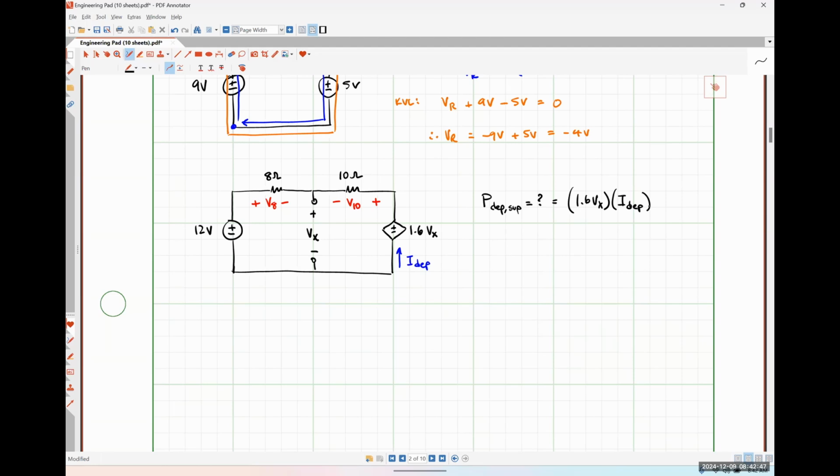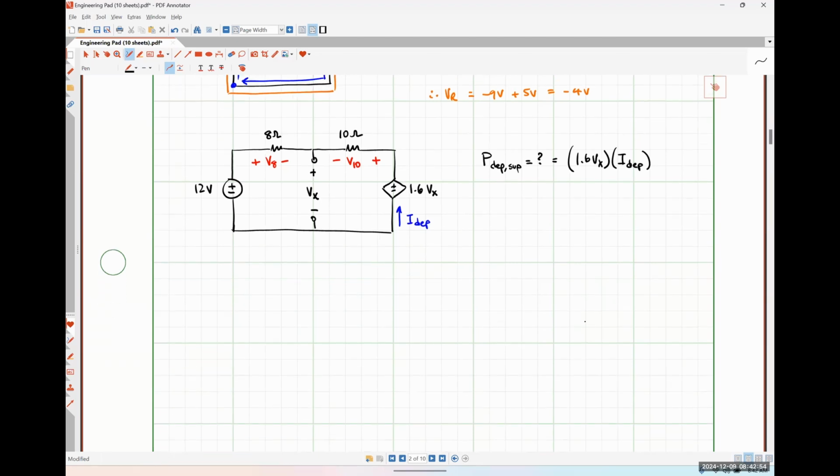So let's start by writing a KVL equation around the outside. Okay, so this is just something I made up, so it might take more steps than I'm expecting. It might take fewer. As per usual, I'm going to start at the bottom left-hand corner and I'm going to go clockwise around this loop. Okay, so my KVL equation might look something like this.